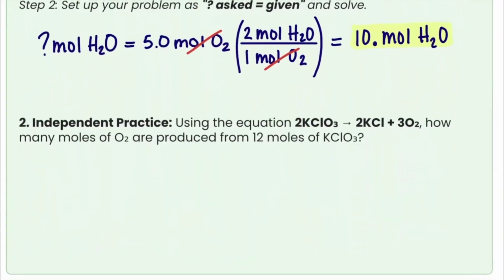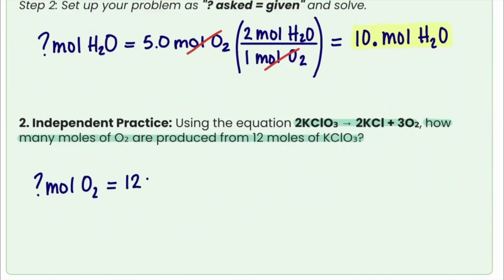So in this question, we have a decomposition reaction of potassium chlorate, and the question is asking how many moles of O2 are produced from 12 moles of KClO3. So the first thing you want to do is set up our problem. How many moles of O2 are in what you're being given, 12 moles of KClO3? Now, because we're being asked to go from moles of KClO3 to moles of O2, we have to do a mole-to-mole ratio using the coefficients from our balanced chemical equation.